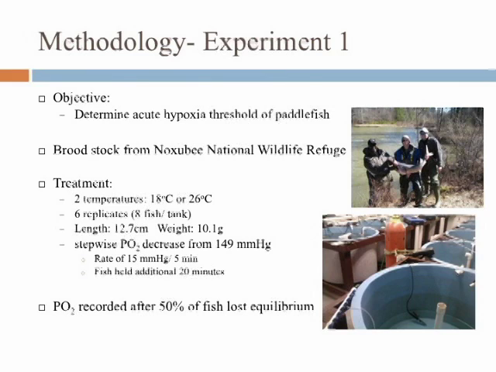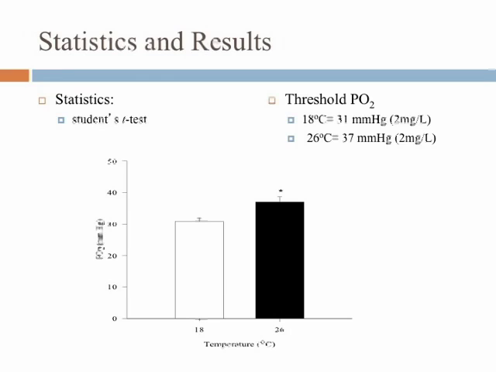What we did was a stepwise DO degradation. We had the fish in the tank and dropped the DO level from 149 millimeters of mercury at a rate of 15 millimeters of mercury every 5 minutes. Then we held the fish there for 20 more minutes. If the fish survived, we went down again using the same rate until 50% of the fish lost equilibrium.